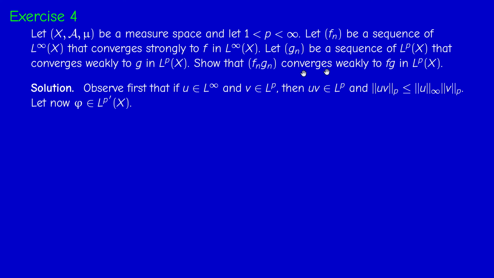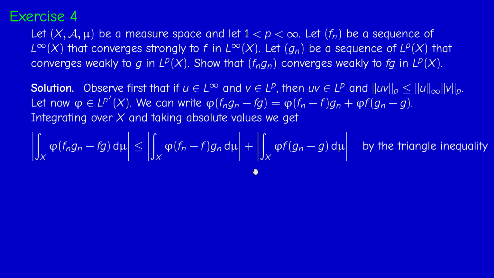Now, to prove that FnGn converges weakly to FG, we go back to the consequence of the definition. So we have to prove that the integral of phi FnGn converges to the integral of phi FG for any phi in the dual of Lp, which is isometric to Lp prime. Okay, so now we do the standard trick. We write FnGn minus FG as Fn minus F times Gn plus F times Gn minus G. So now integrate, and we use the triangle inequality: integrate and take the absolute value. The integral of the difference is less than the absolute value of the first integral plus the absolute value of the second integral. So we have to prove now that both these integrals tend to 0.